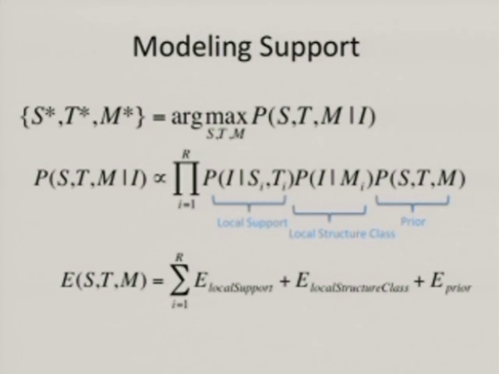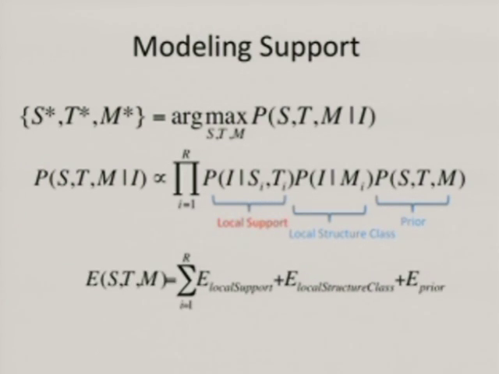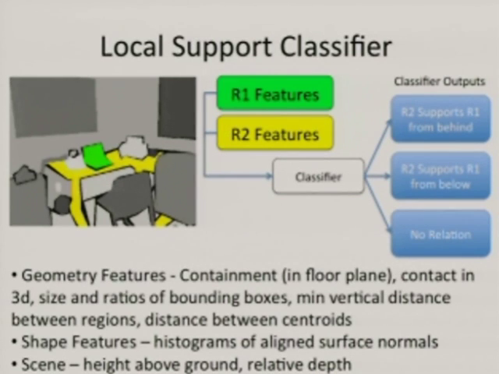Okay. No, that's fine. So let's just look at the local support. This is a very simple thing. We're going to take pairs of regions in our scene. We're going to extract a variety of features that capture somehow the relationship between them. For example, the distance between them, the ratio of the bounding boxes. Are they in physical contact, seemingly in 3D? Is one object completely contained by the other when you look from above, and things like that.